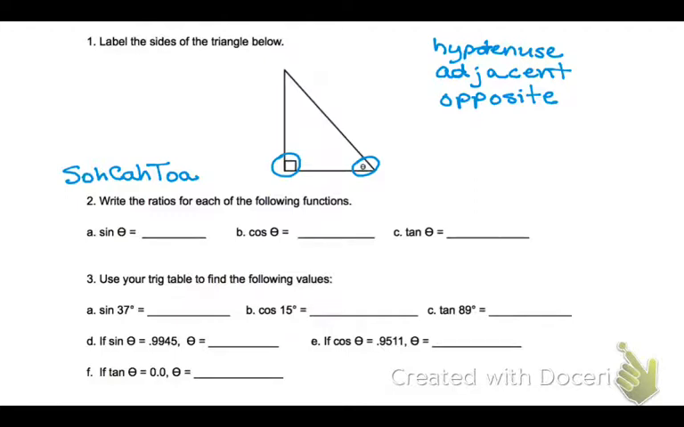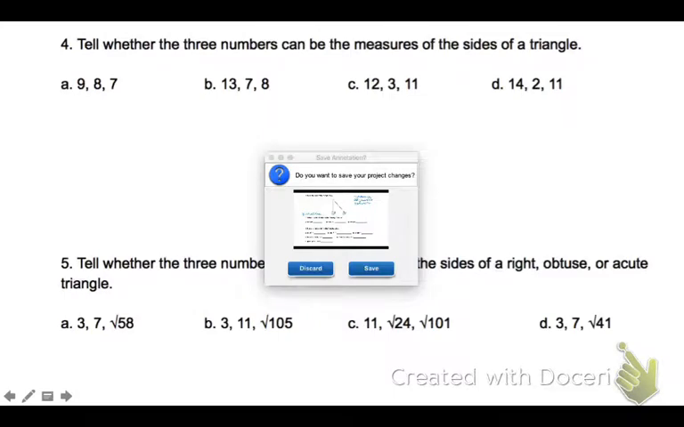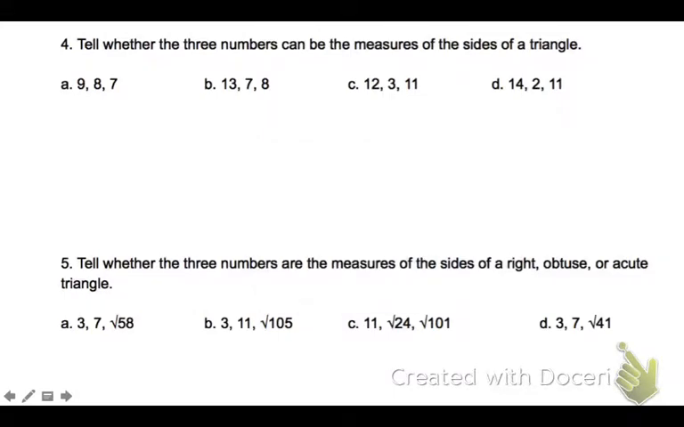Okay. Number three, you're going to use your trig table to find the following values. If I give you the sine of a degree, then you need to use the trig table to find that value. And if I say sine theta equals 0.9945 or any number, then you can find the theta. I was going to try to jump over to the trig tables, but hopefully that's not a problem for you, and we're just going to keep going. If you have a problem with the trig tables, let me know, and I'm sure Miss Lisa and Mr. T can help you also.